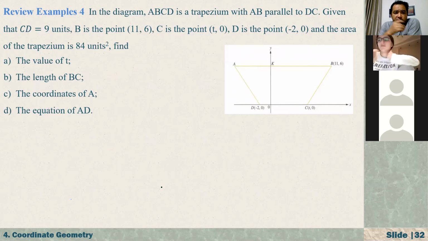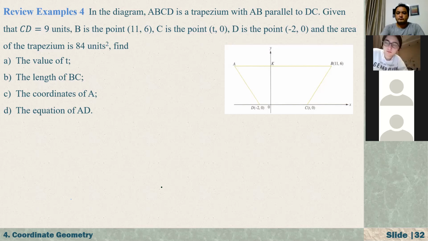All right, Arad, can you read the problem? A revision example. In this diagram, ABCD is a trapezium with AB parallel to DC. Given that CD equals 9 units, B is the point 11, 6, C is the point T, 0, D is the point -2, 0, and the area of the trapezoid is 84 units square. Find the value of T.